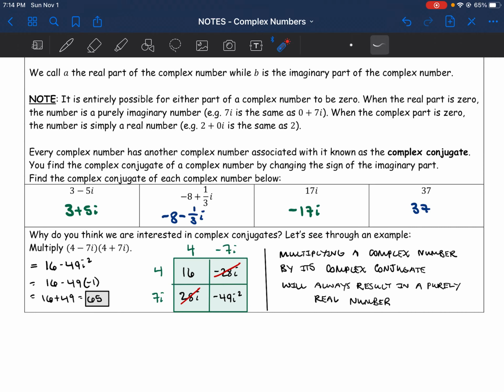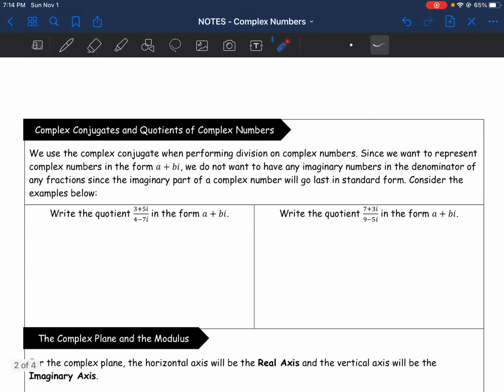Right? And again, we saw that here. We had a complex number times its complex conjugate, and the result was a purely real number, 65 in this case. So we use complex conjugates when performing division with complex numbers. Since we want to represent complex numbers in the form a plus bi, we call that standard form, we do not want to have any imaginary numbers in the denominator of any fractions, since the imaginary part of a complex number will go last in standard form.